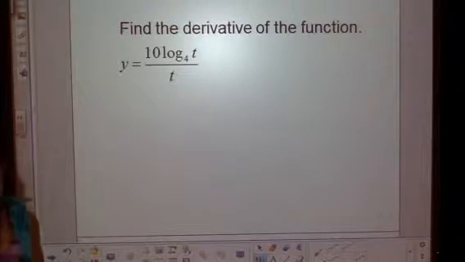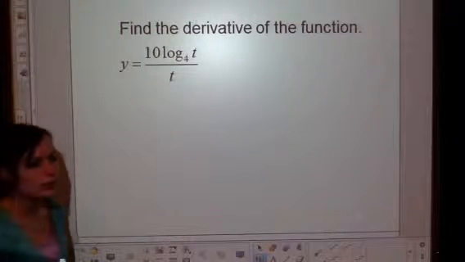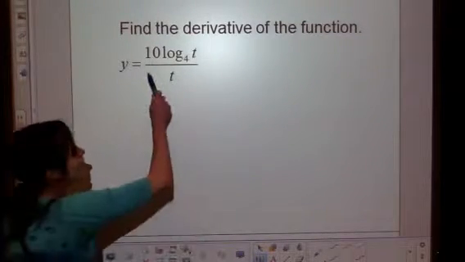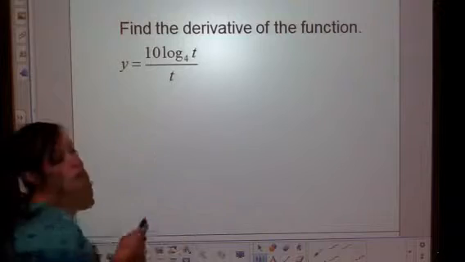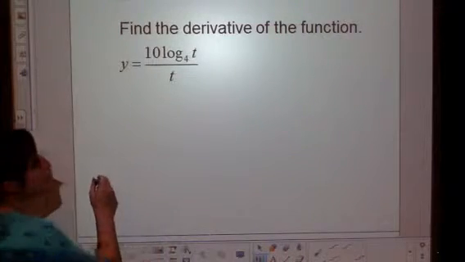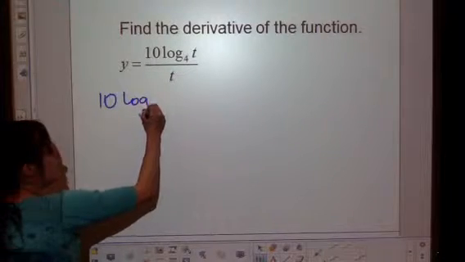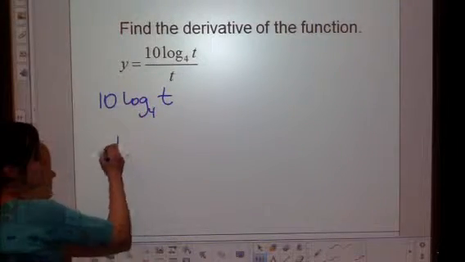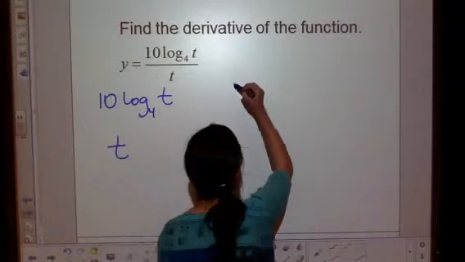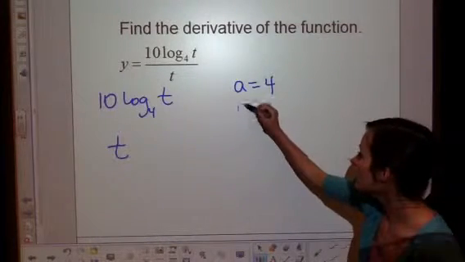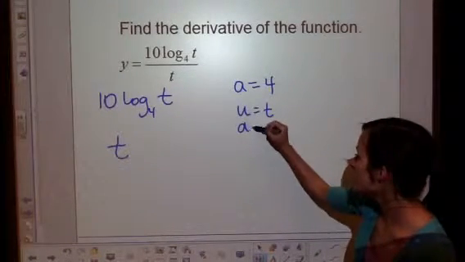Alright, so we got a logarithm. So some of you are going to think, ooh, we can rewrite. But we have a logarithm over a whole thing there. So we have to use quotient rule. So we have 10 log base 4 of t, and we have t. So this one we got an a of 4, a u of t, and a du of 1.